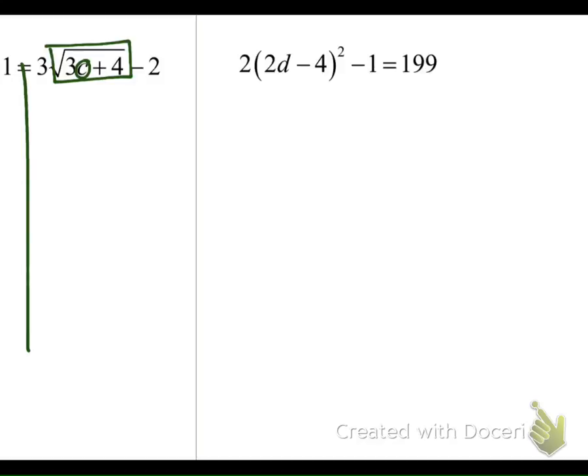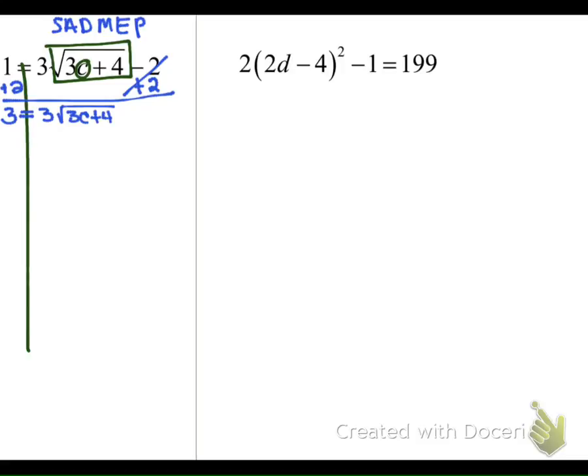Now, we have to get the square root by itself, so we have to get rid of 2 numbers on the outside. We do that by using order of operations backwards. So I'm going to first get rid of the minus 2. I use the inverse operation of subtracting 2, which will be adding 2. My 2's cancel. 1 plus 2 is going to be 3. And then I bring down the rest of my equation, 3 times the square root of 3c plus 4.